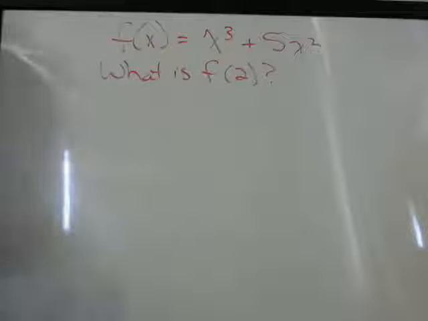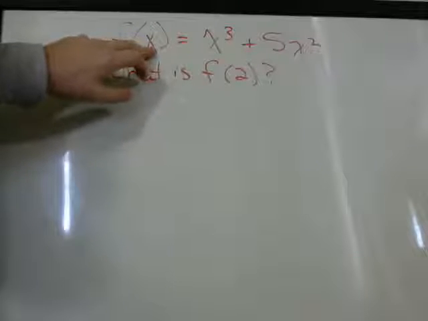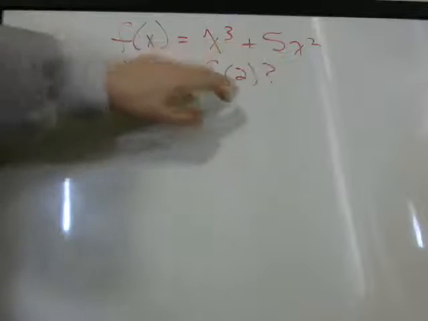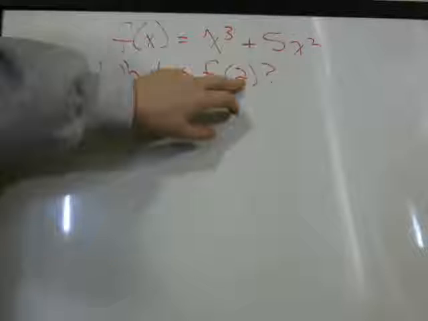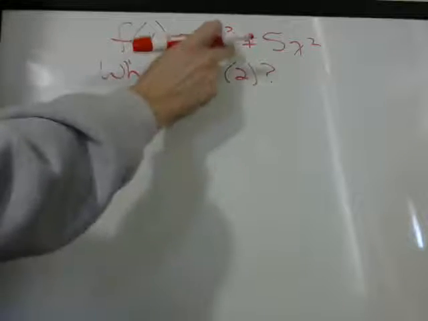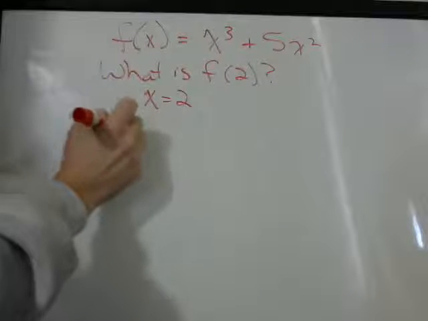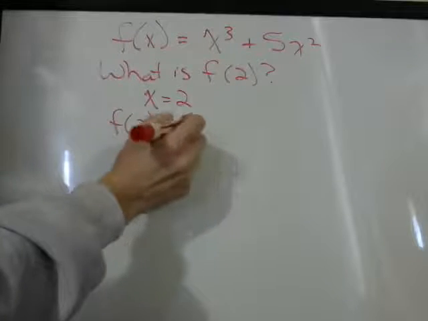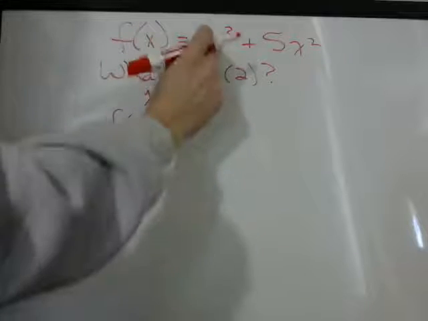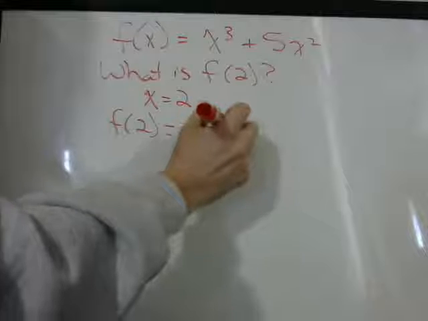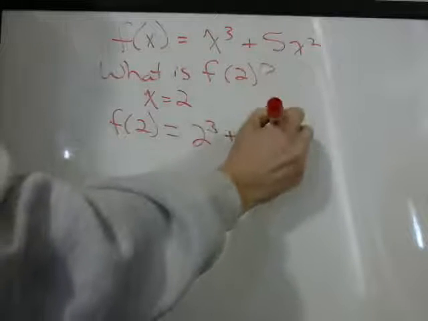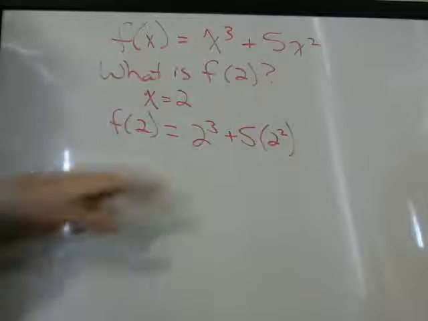So all you're going to do with this is, here you can see x is in the parentheses. Here there's a 2. So instead of an x in this, we're going to substitute it with a 2. In a way you can think of it as x equals 2 and then evaluate that. So f of 2, all you do is substitute this 2 in for the x. So instead of x cubed, you're going to go 2 cubed plus 5 times, instead of x squared, it's going to be 2 squared. Then you're just going to evaluate this.